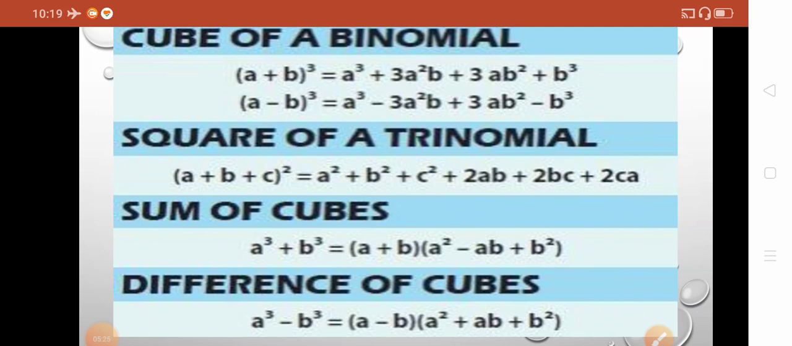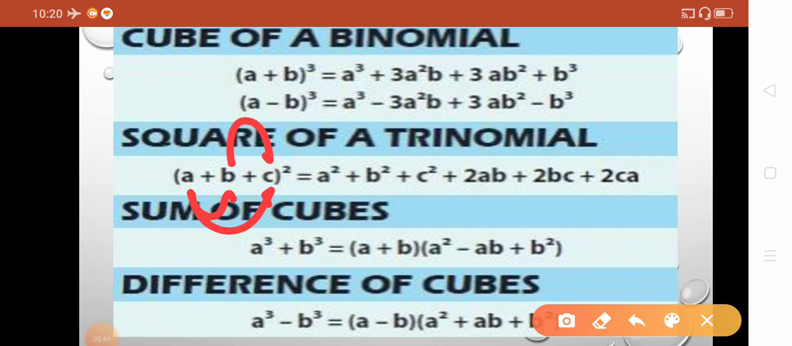So (a plus b plus c) whole square is a square plus b square plus c square plus 2ab plus 2bc plus 2ca. That means you have to multiply each one time: a with b, a with c, then b with c. In this way you have to multiply. So we will come with ab, ac, ab, ac and bc. In this way you have to multiply, and we have a square plus b square plus c square plus 2ab plus 2bc plus 2ca.